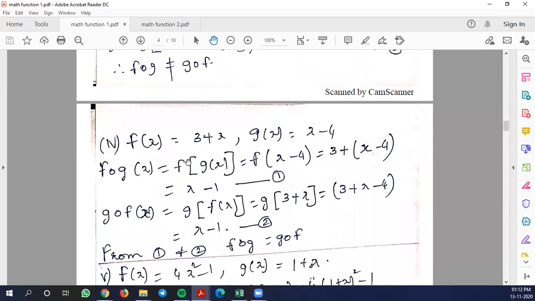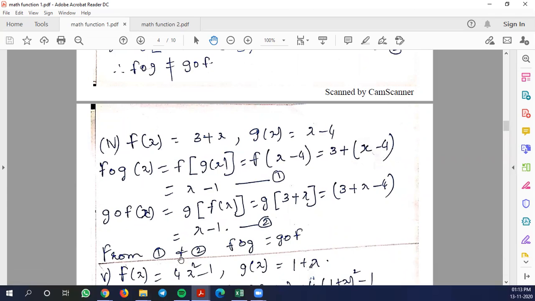Fourth sum, f of x equal to 3 plus x, g of x equal to x minus 4. Find f of g of x, that is f of, what is g of x? x minus 4. Now I told you this is our x now. What is f of x? 3 plus x. So that is 3 plus, what is our x now? It is x minus 4. 3 plus x minus 4. So this is x. Then minus 4 plus 3, it is minus 1.